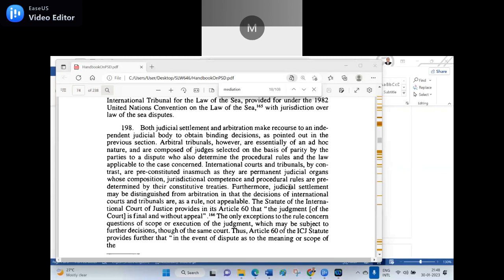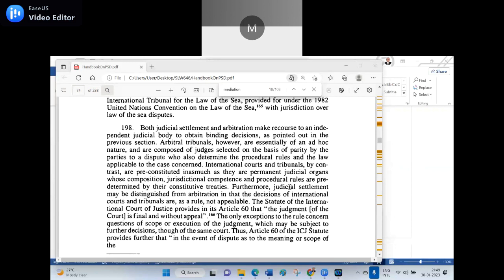Furthermore, judicial settlement may be distinguished from arbitration in that the decisions of the international courts and tribunals are, as a rule, not appealable. See, they are not appealable. Once the decision is given over there, that is the final decision. The Statute of the International Court of Justice provides in its Article 60 that the judgment of the court is final and without appeal. So another article has come into emergence, Article 60. If the International Court of Justice has given a judgment, that is final and there is no appeal.